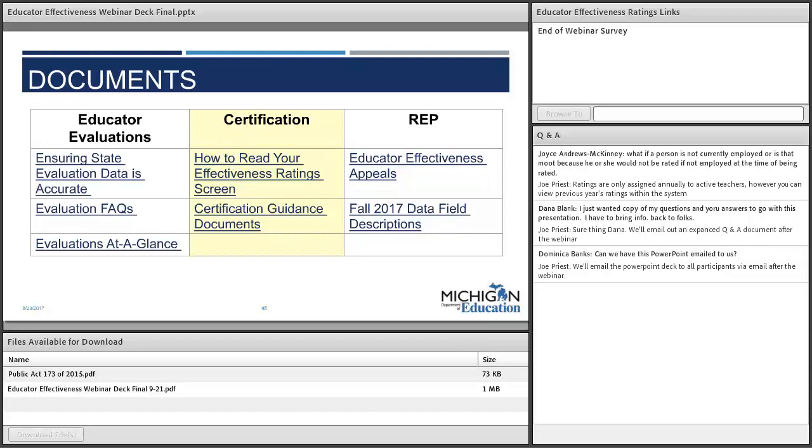And if you have questions about the Registry of Educational Personnel, there is a document with educator effectiveness appeals, which goes over the screenshots that Caitlin walked us through, and also the Fall 2017 data field descriptions. This will describe in more detail the data fields, what's needed to be entered in the REP, and that includes educator effectiveness ratings. So if you're looking for more detail on the REP and those descriptions, please see that document.